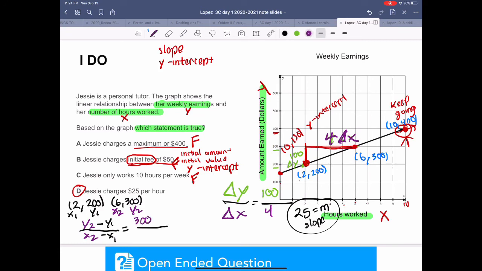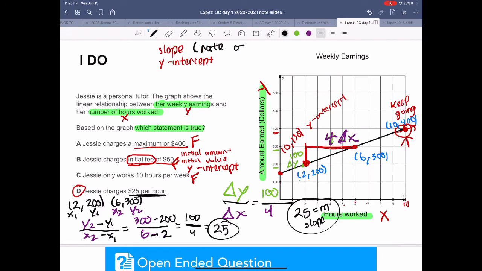300 minus 200, 6 minus 2. And so that leaves me with 100 over 4, which also still gives you 25. So that means my rate of change is 25. And that also leads me to another conversation. Slope, another way to say slope is going to be rate of change.